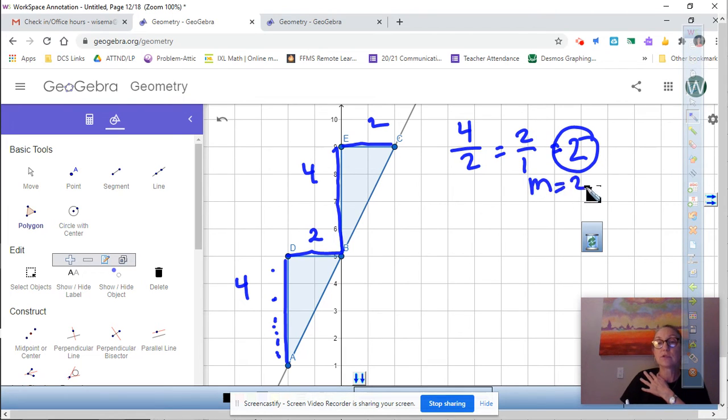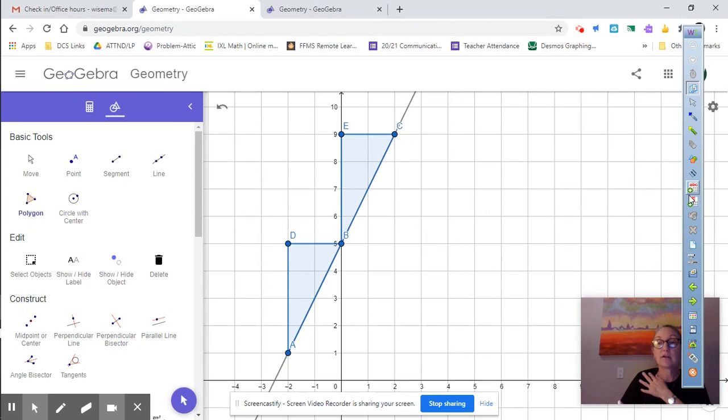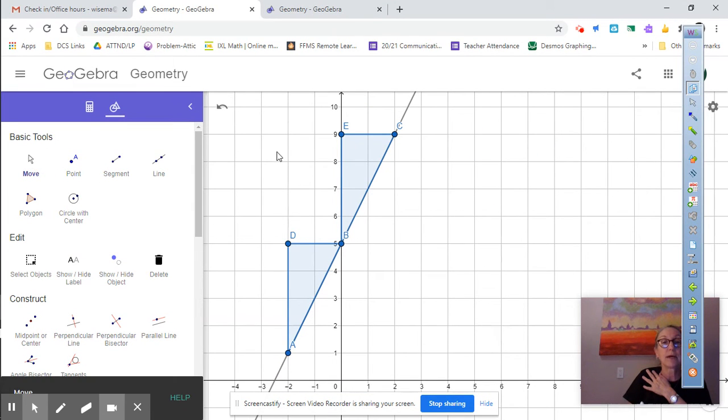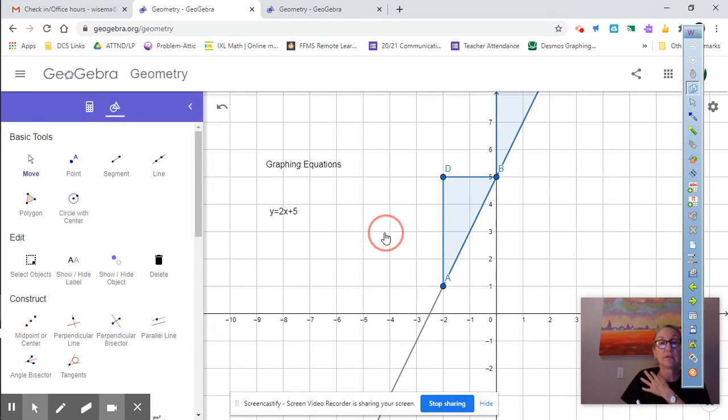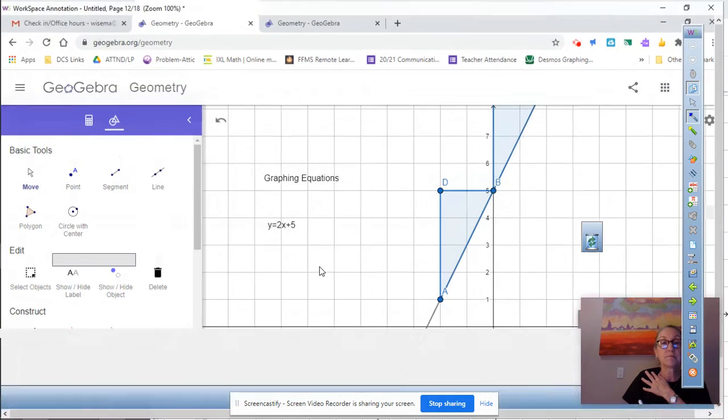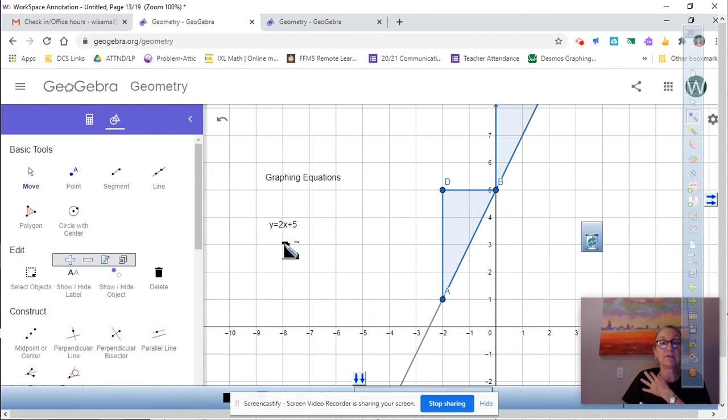M equals 2. What is my y-intercept? My y-intercept is 5, b equals 5. So let's go back here a minute and look at our equation that we put out here. In my equation, y equals 2x plus 5, my slope we found was 2, and my y-intercept was equal to 5.